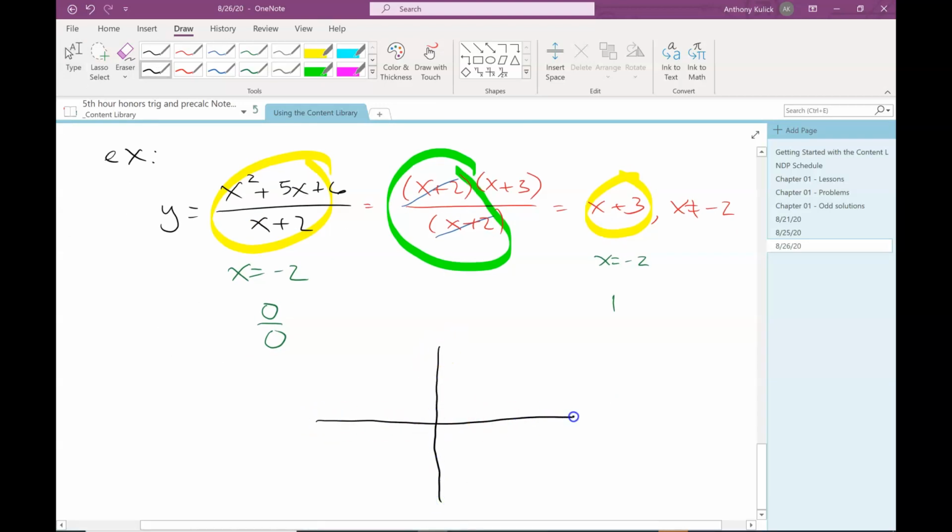I don't know. So if I go to graph this now, I can really just graph x plus 3. The only issue is, when I get to negative 2, there's a little gap in my graph. Usually when we draw that, we just put an open point there. It's like a point that you didn't fill in to represent that gap.